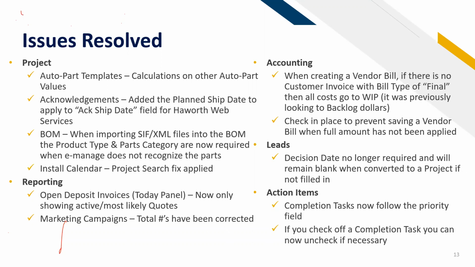And now there's also a check in place to prevent saving a vendor bill when the full amount has not been applied. So when you go in and add a vendor invoice and it's assigning the accounts and the numbers, so it puts $50 to WIP freight and $50 to WIP furniture. If you put an amount in of $150 for that bill, there's still $50 remaining and it hasn't been coded to the correct account, then it's going to give you a warning.